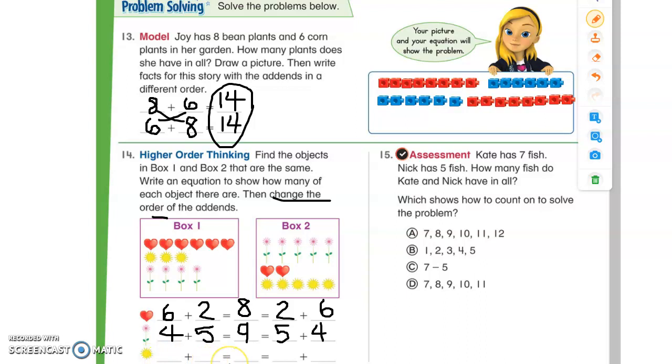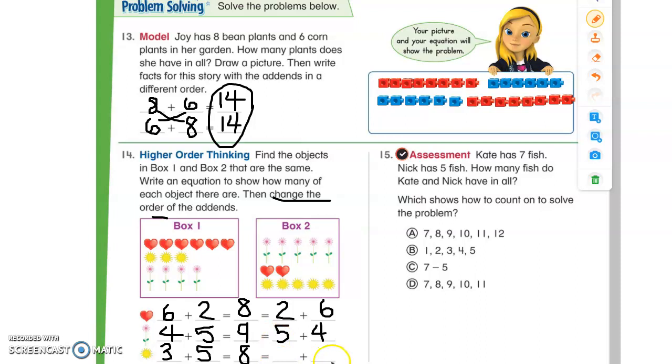Our last equation is suns. I have 1, 2, 3 suns in box 1, and I have 1, 2, 3, 4, 5 suns in box 2. 3 plus 5 equals 8. I just knew that because I've been practicing my math facts, but I should always double check with my counting on strategy or any other strategy I might have. So 3, 4, 5, 6, 7, 8.